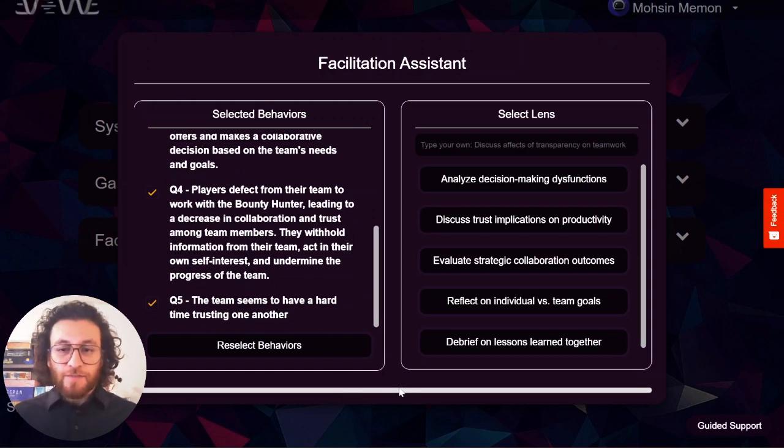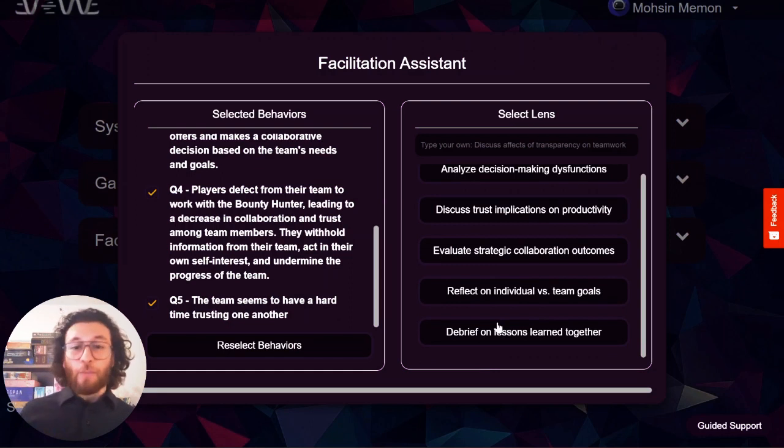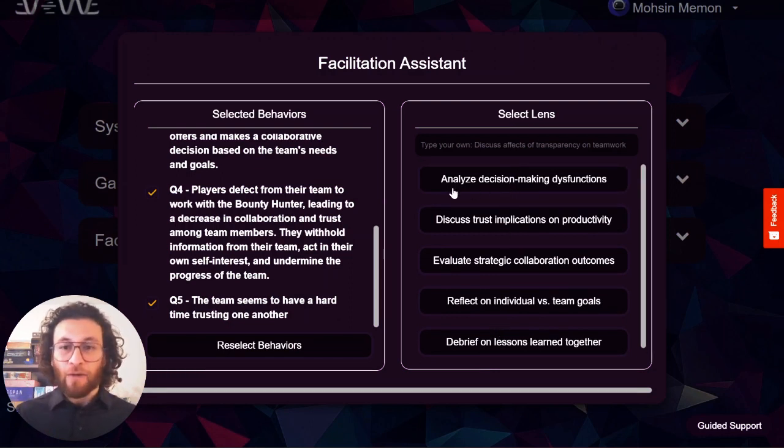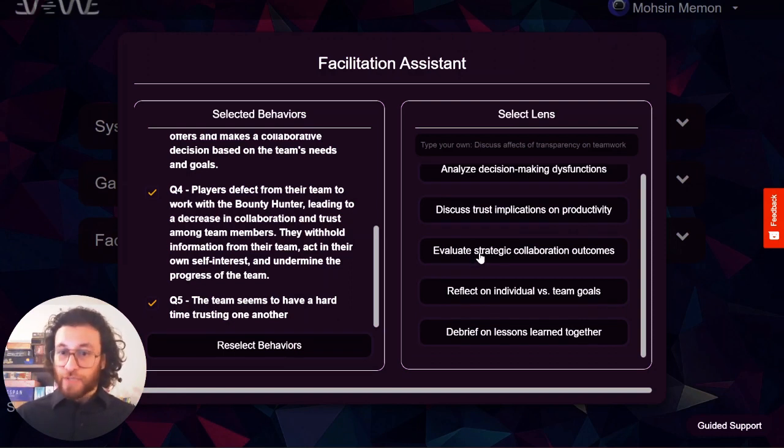And then the system, the facilitation assistant, this is the AI assistant, using ChatGPT generative AI, is now using that information to give you a few lenses that you can look at to operate from. So let's say the lens that you could be looking at right now is analyze decision-making dysfunctions. As a facilitator, this is a priority for you right now that perhaps the organization needs to move in, right? Or it could be discuss the trust implications on productivity, or evaluate strategic collaboration outcomes, or reflect on individual versus team goals, or debrief on lessons learned together.